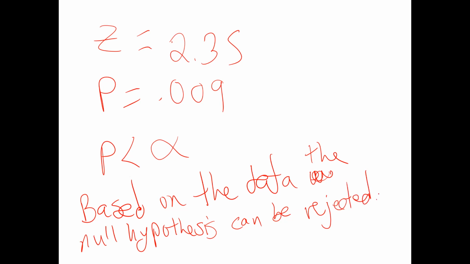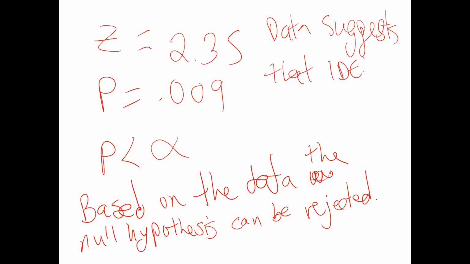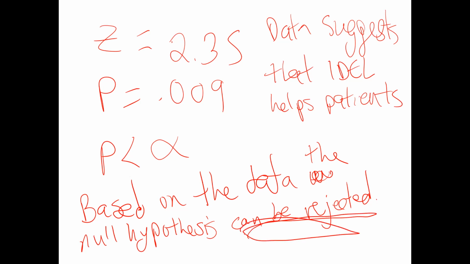So we could say that based on the data, or if you want to be a little more specific, the data suggests that ideal helps patients. We don't use strong language. I'm even thinking I should double check if I can use this language, can be rejected. But what we're doing is, the data suggests that ideal could help patients. That's the key, always looking for that soft language, because in inferential statistics, we cannot be certain of everything.